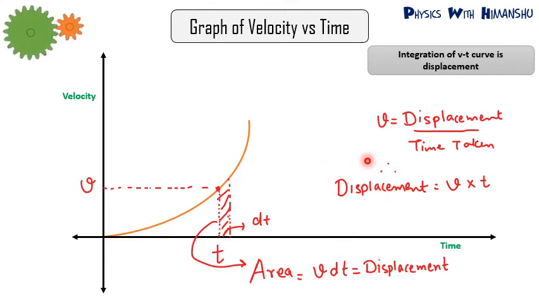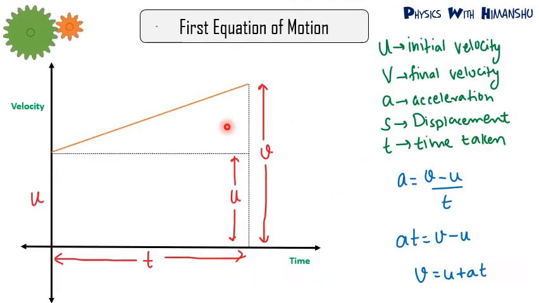We'll discuss this topic in depth when we discuss equations by calculus method. But right now we will derive equations by graphical method. Suppose this is a VT curve where u is initial velocity, v is final velocity, and t is time taken. For the first equation of motion, acceleration is change in velocity divided by time taken. So acceleration is final velocity, that is v, minus initial velocity, that is u, divided by time taken. T will come on this side, so this becomes at equal to v minus u, and we can write v equal to u plus at.